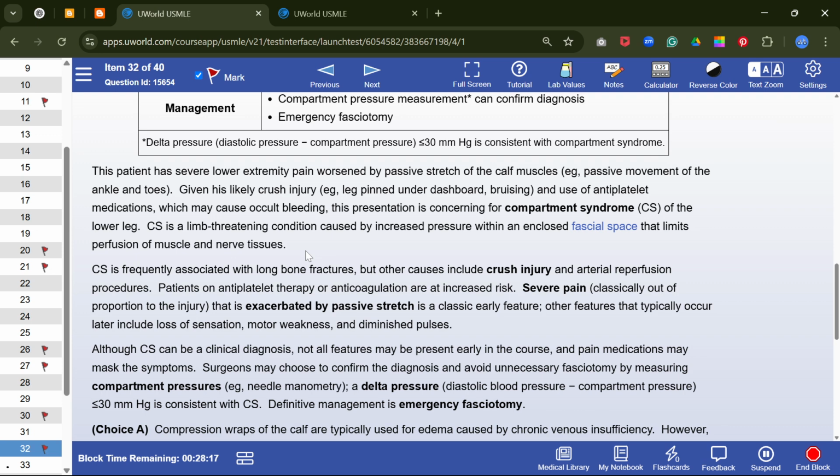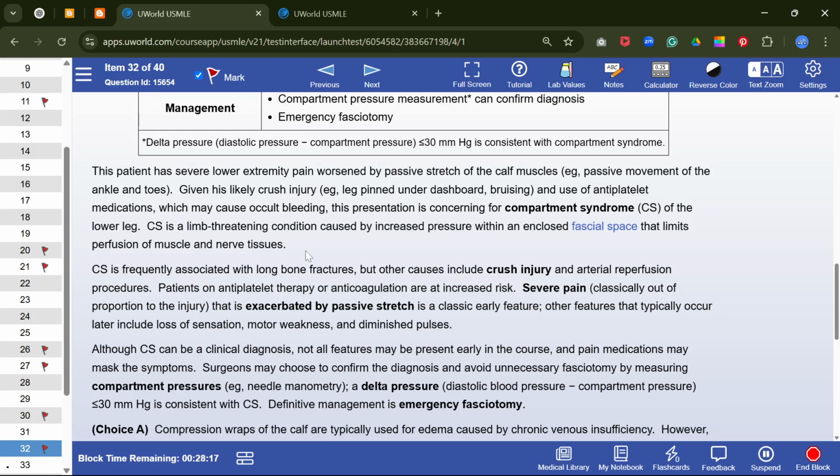Severe pain, classically out of proportion to the injury and exacerbated by passive stretch, is a classic early feature. Other features that typically occur later are loss of sensation, motor weakness, or diminished pulses. Although compartment syndrome can be a clinical diagnosis, not all features may be present early in the course. Pain medication may mask the symptoms.